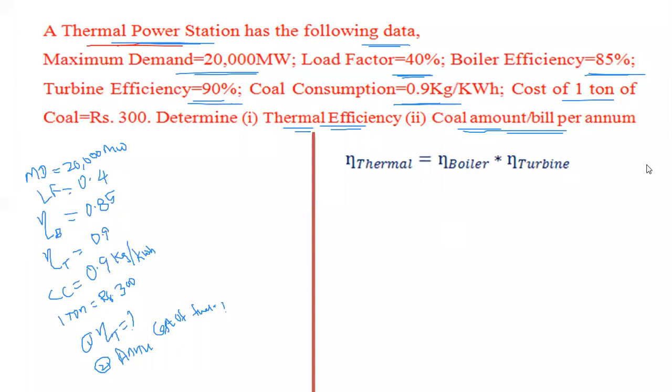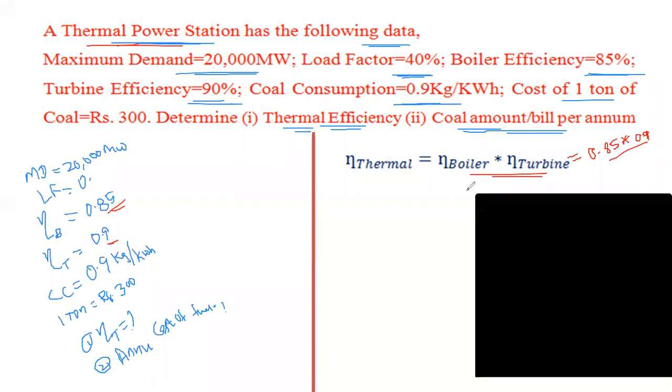The boiler efficiency into turbine efficiency. What is the value of the boiler efficiency? 0.85, and turbine efficiency is 0.9. That is thermal efficiency, it is a product of boiler efficiency and turbine efficiency. In the problem, the boiler efficiency is given as 0.85, and the turbine efficiency is given as 90%, that is 90 by 100, 0.9. If we simplify this value, we get the thermal efficiency.